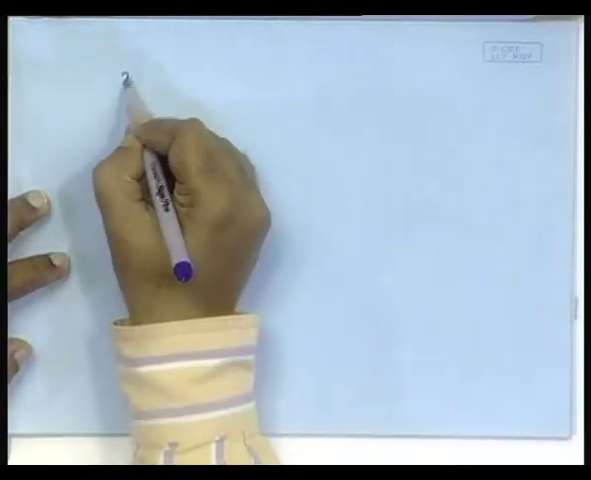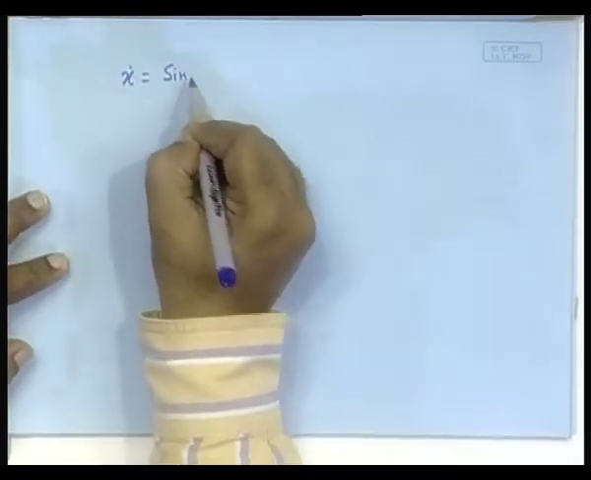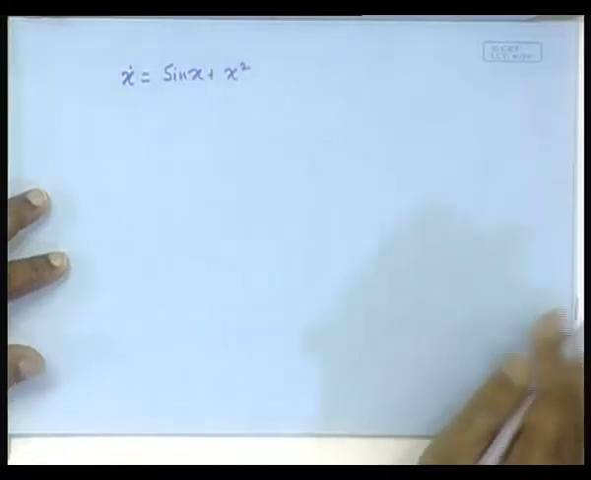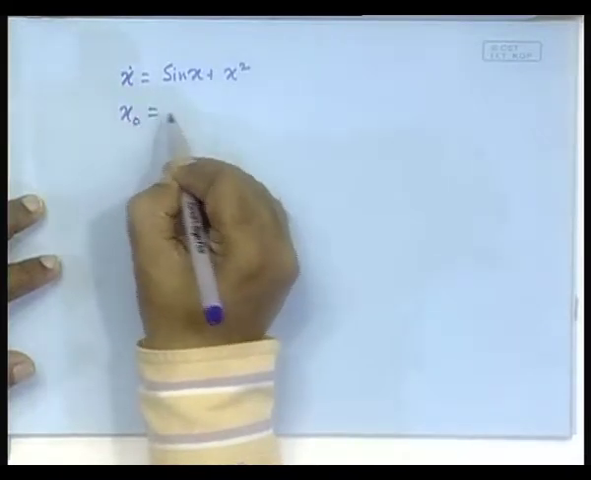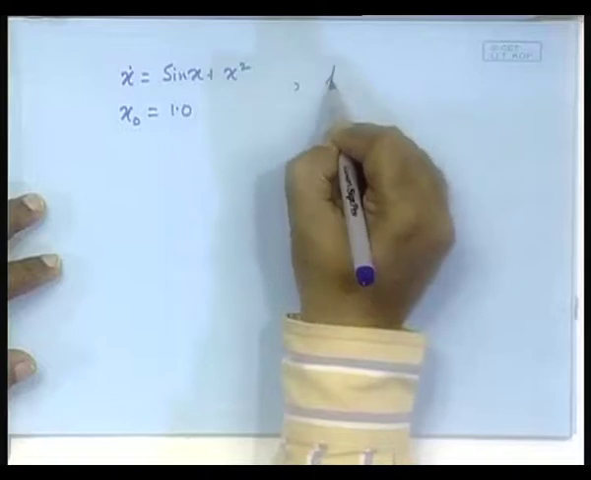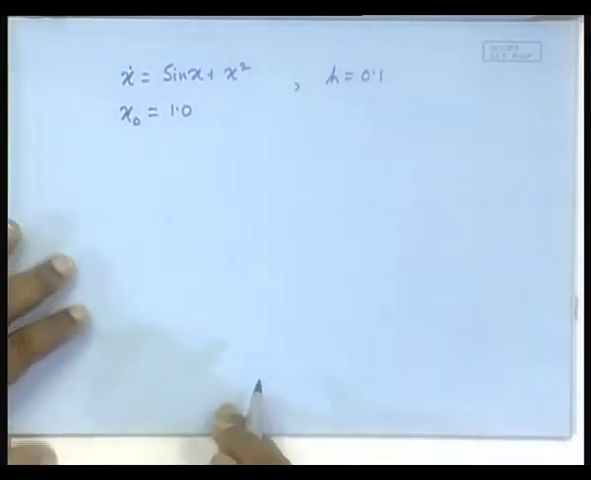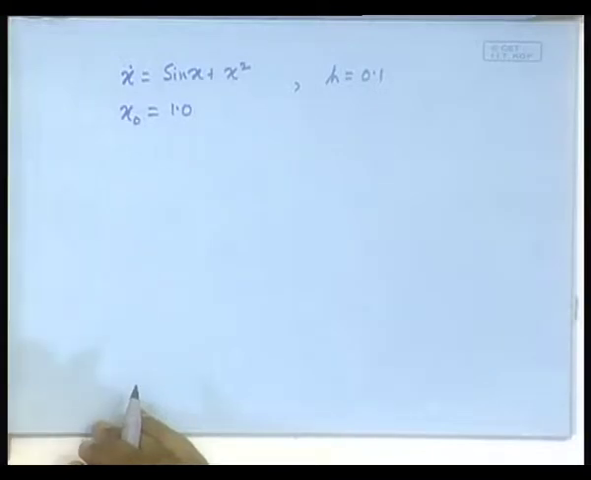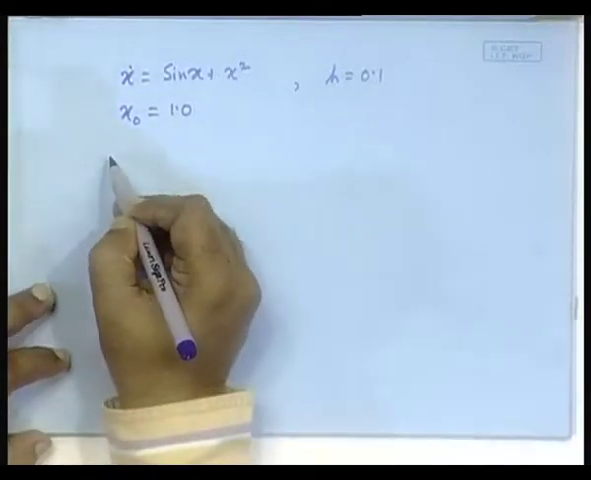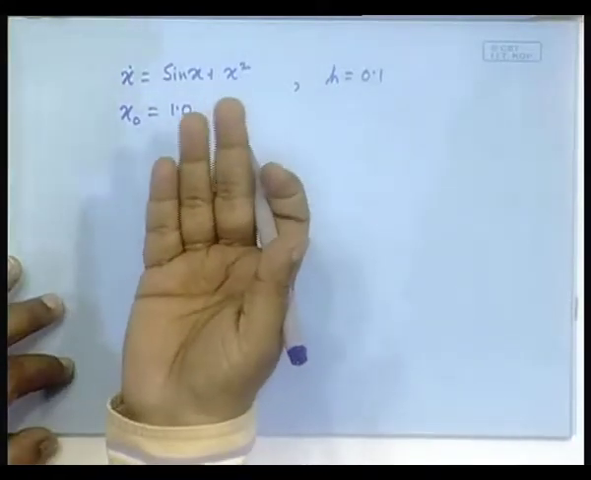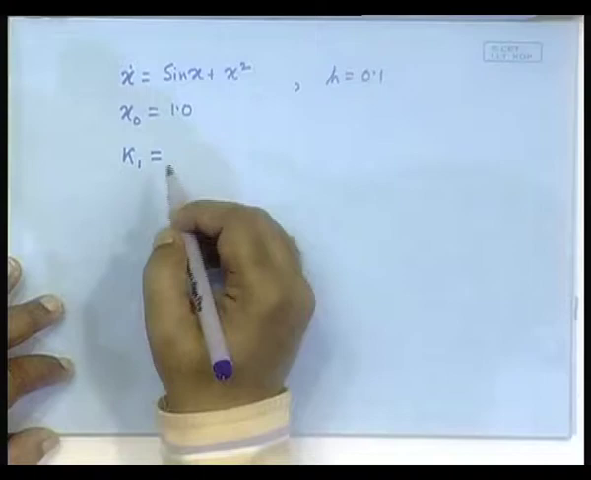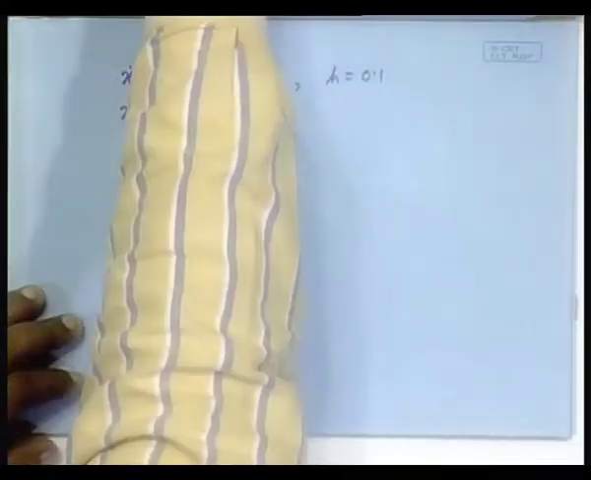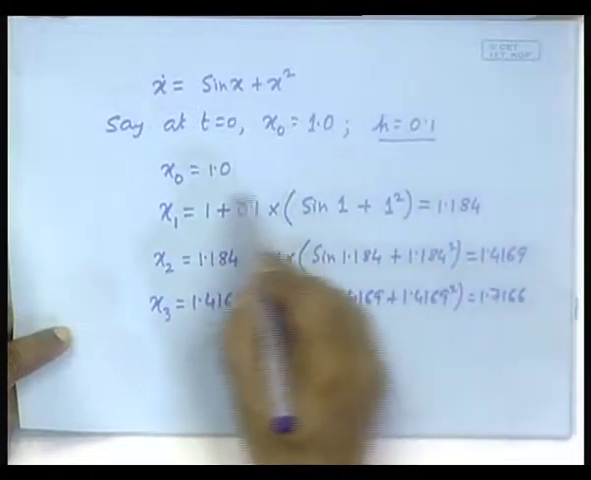Our problem was x dot is equal to sin x plus x square, and our x naught was 1.0, h was 0.1. We now calculate with the help of the trapezoidal rule. What will we say? We will say that when calculating x1, we need to calculate k1, and the k1 is exactly the same as whatever we have calculated earlier.